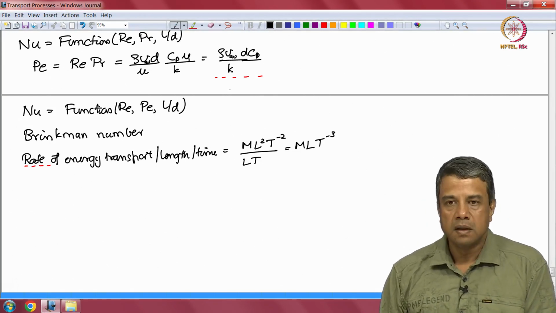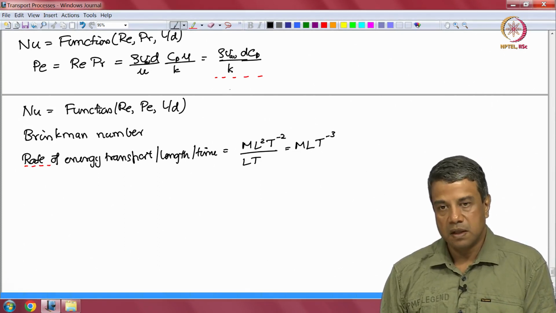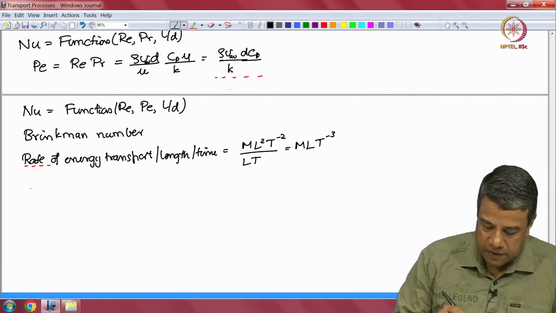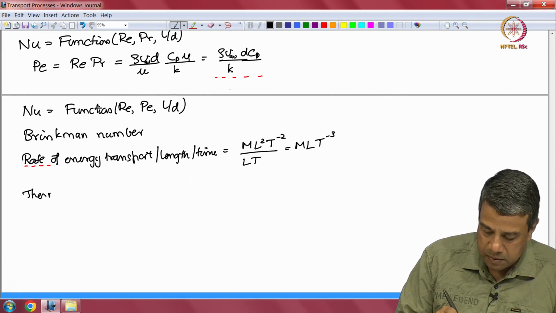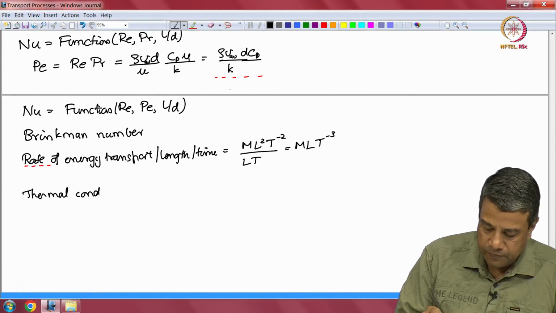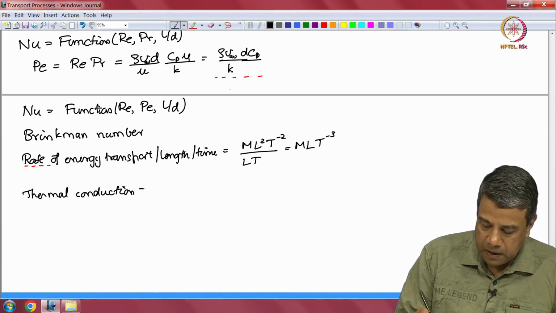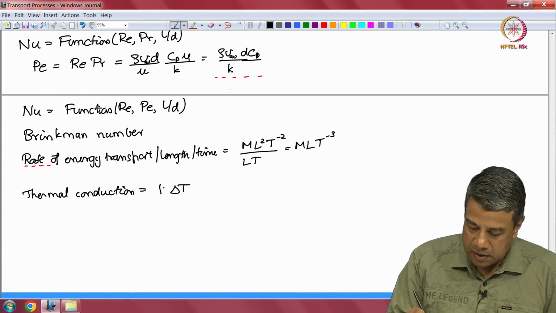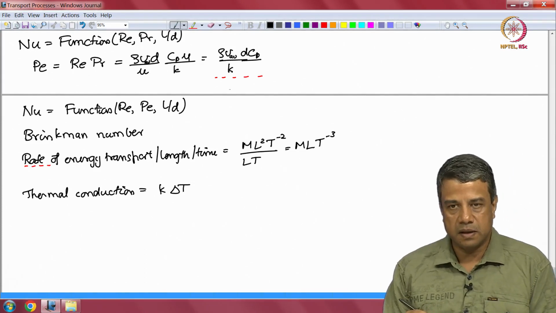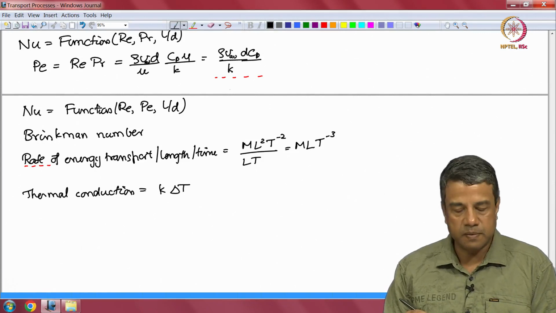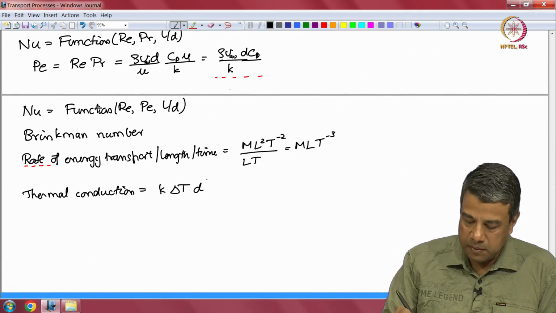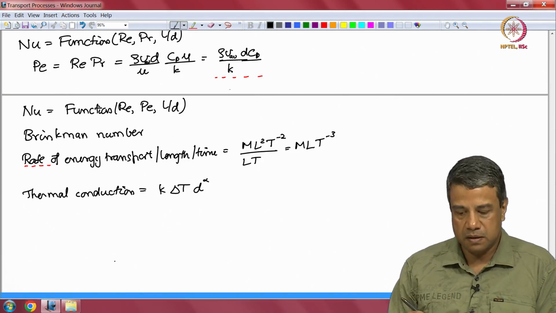Okay. So, now we have to calculate the rate of energy transport due to viscous friction, and the rate of energy transport due to thermal conduction. Rate of energy transport due to thermal conduction has to depend upon the temperature difference and the thermal conductivity. This is a rate of energy transport, so it has to depend upon the thermal conductivity and the temperature difference, and maybe the diameter to some power alpha.